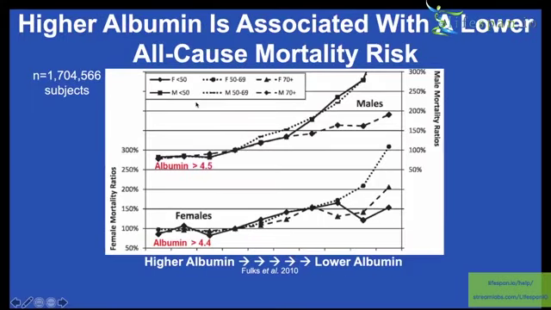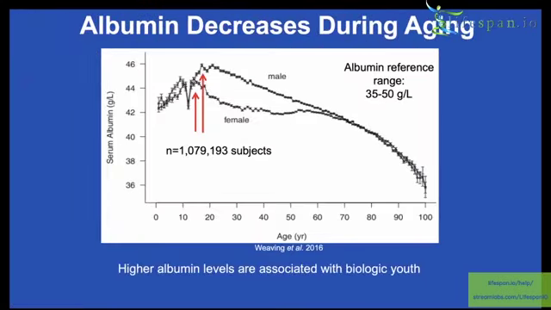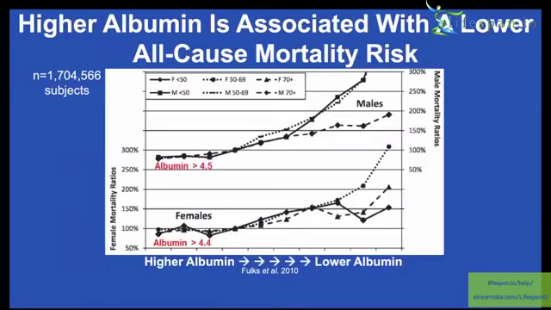So what about risk of death for all causes? Actually, before we go there, going forward you can see that albumin very clearly decreases with age for both sexes. So what about all-cause mortality?